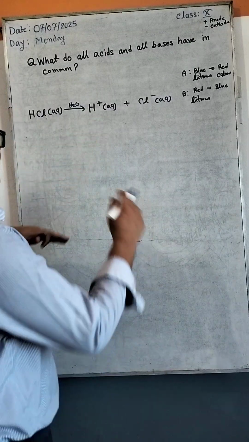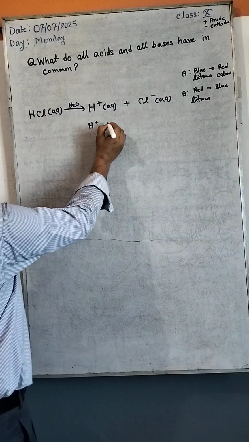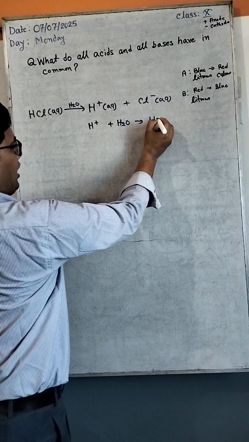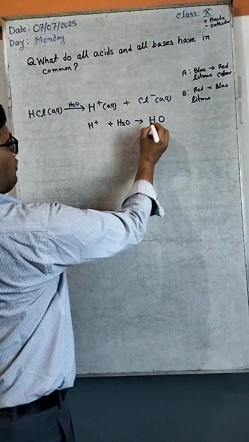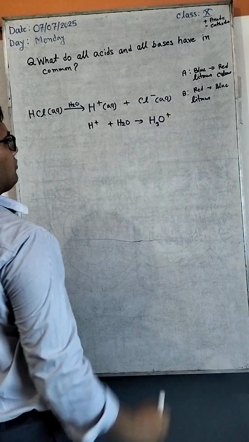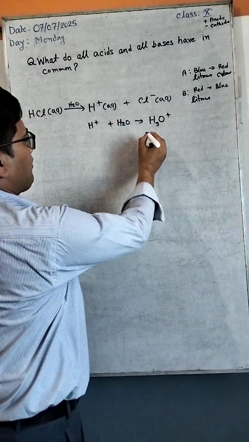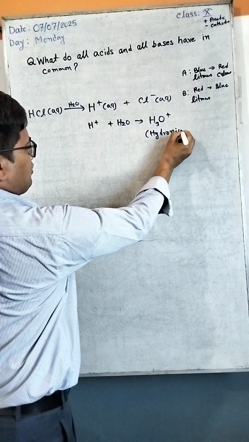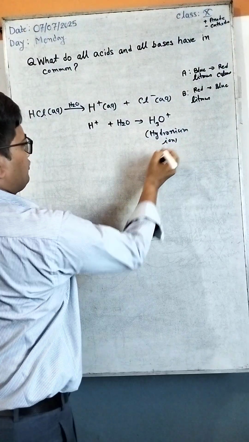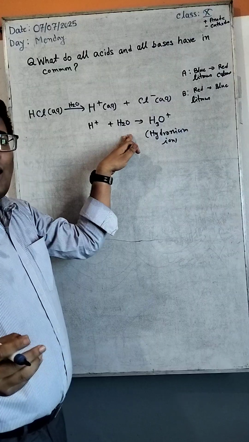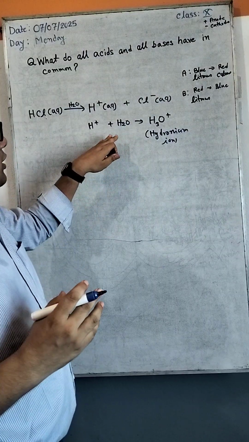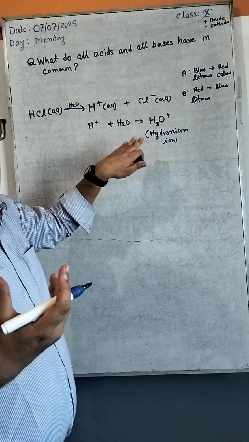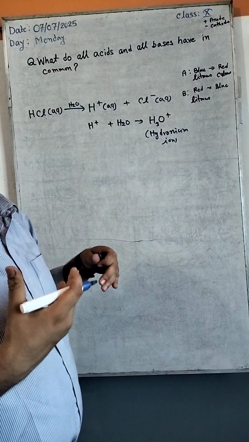This H plus further reacts with H2O and forms H3O plus. That is called the hydronium ion. So in aqueous solution, H plus exists, otherwise hydronium exists. That shows that it conducts electricity, it is an electrolyte.